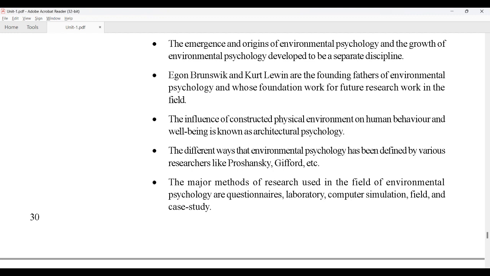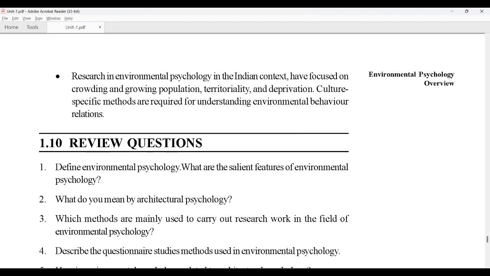The major methods of research used in the field of environmental psychology are questionnaires, laboratory, computer simulation, field, and case study. Research in environmental psychology in the Indian context has focused on crowding and growing population, territoriality, and deprivation. Culture-specific methods are required for understanding environmental behavior relations.